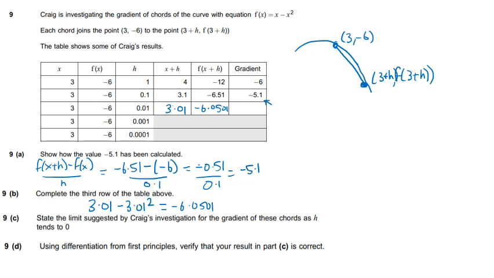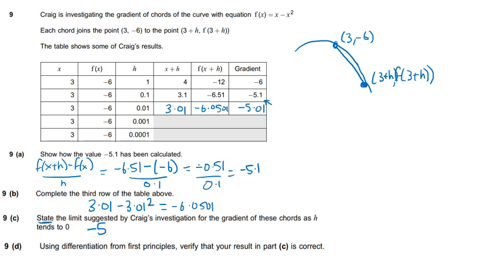And so the gradient worked out the same as in the previous question is going to be that value minus 6 divided by 0.01, and that's going to give me minus 5.01 when I do that. State the limit suggested by Craig's investigation for the gradient. Well, you can see it's getting closer and closer to minus 5. Okay, and again, it's state, so you don't have to justify that.